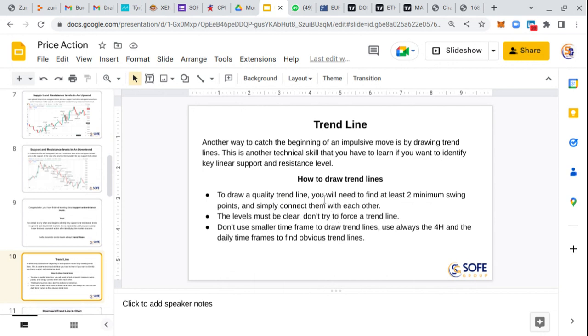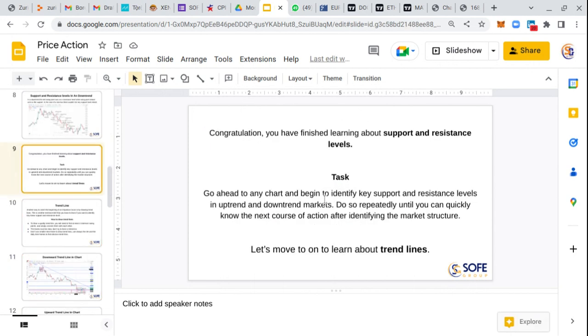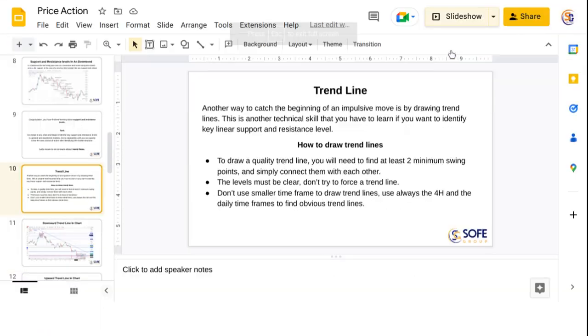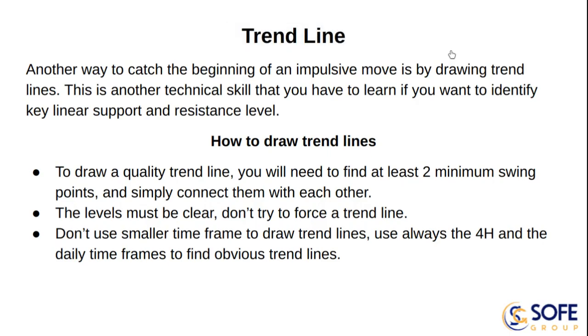Then, this is just about trend. Just like we talked about support and resistance in trend line. A trend line is for a trending market. When you talk about a trend line, you're talking about a trending market. When a market is trending, it means that it's either going up or going down. So we have an upward trend and a downward trend.